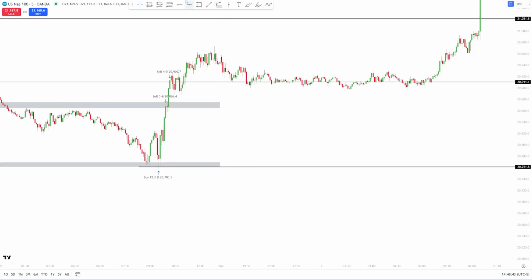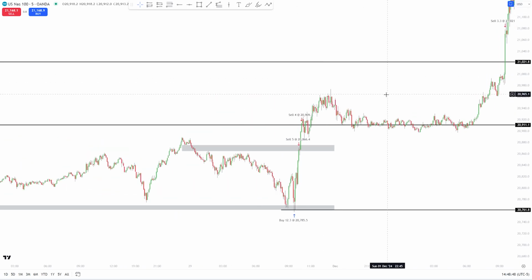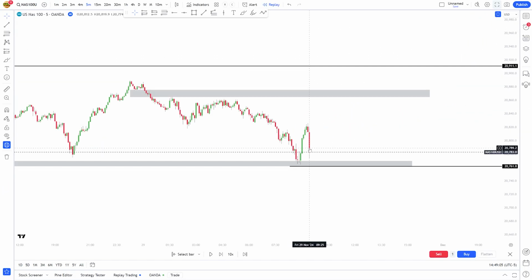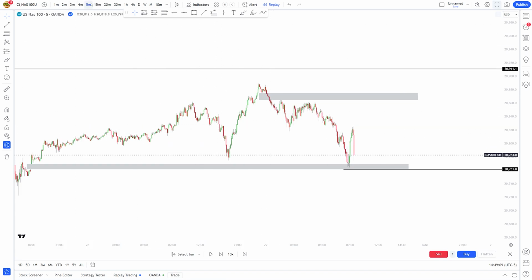So to begin, let's hop into it and go into replay mode to see how I was able to find this trade in real time. Okay, so right now it is Friday and I'm looking at the charts on a 5-minute time frame.